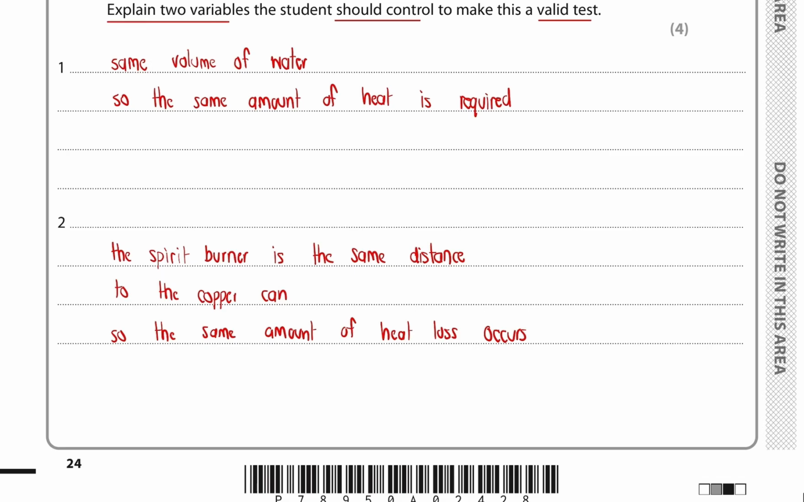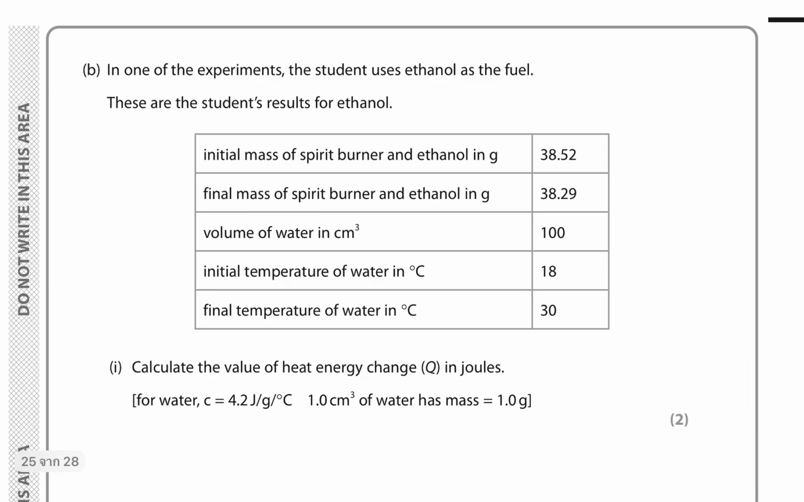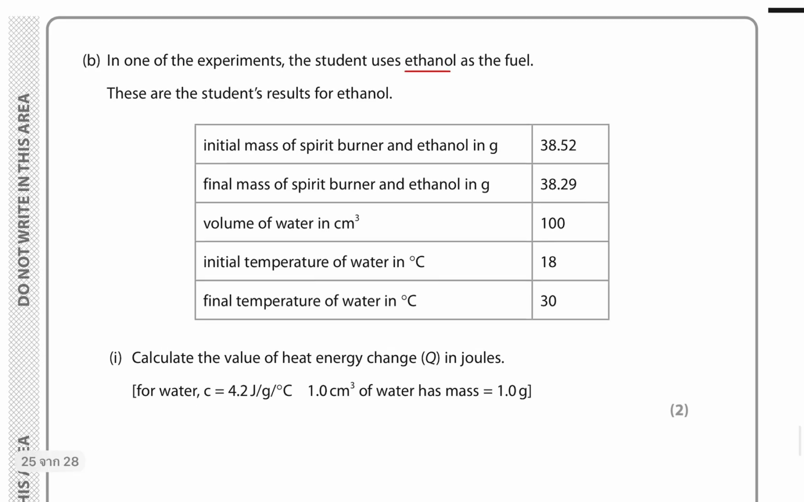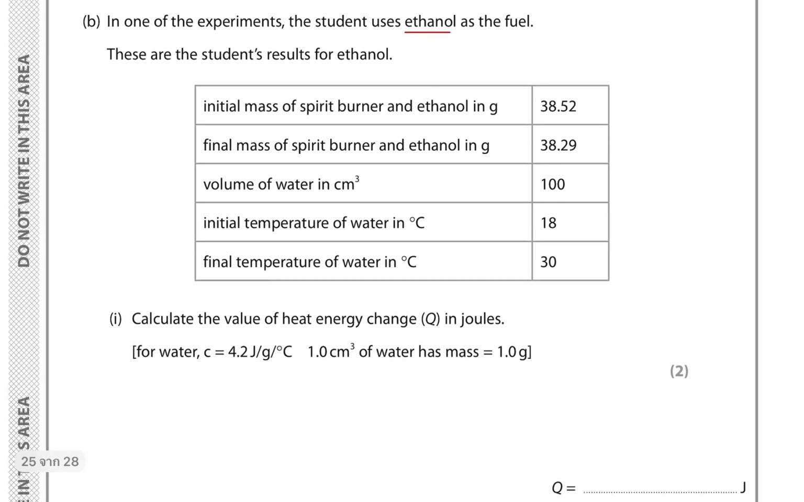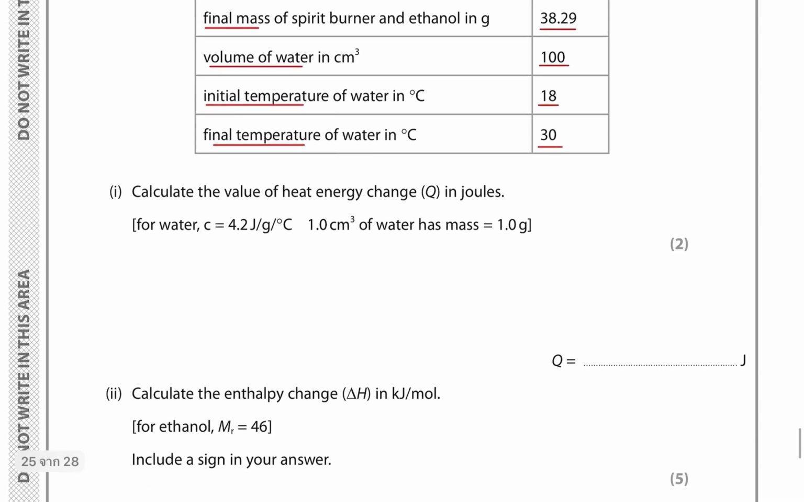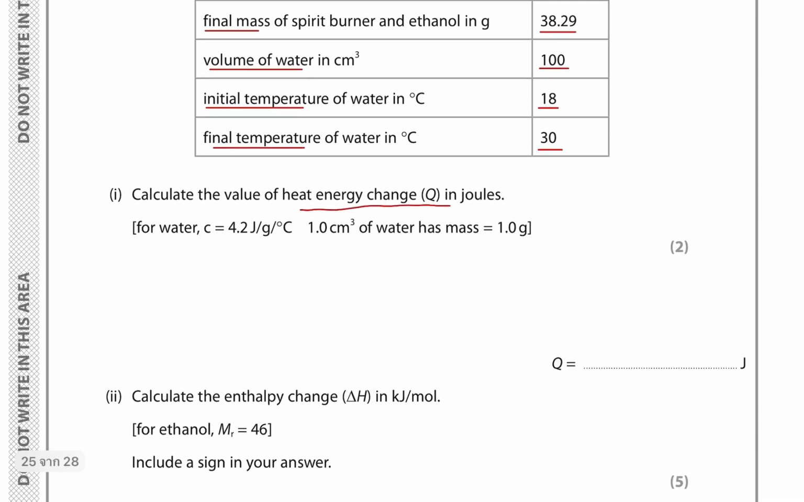Okay. Then question B. In one of the experiments, the student uses ethanol as the fuel. These are the student's results for ethanol. The initial mass is 38.52. The final mass is 38.29. Volume of water is 100 ml. Initial temperature is 18 and the final temperature is 30. So calculate the value of the heat energy Q in joules.